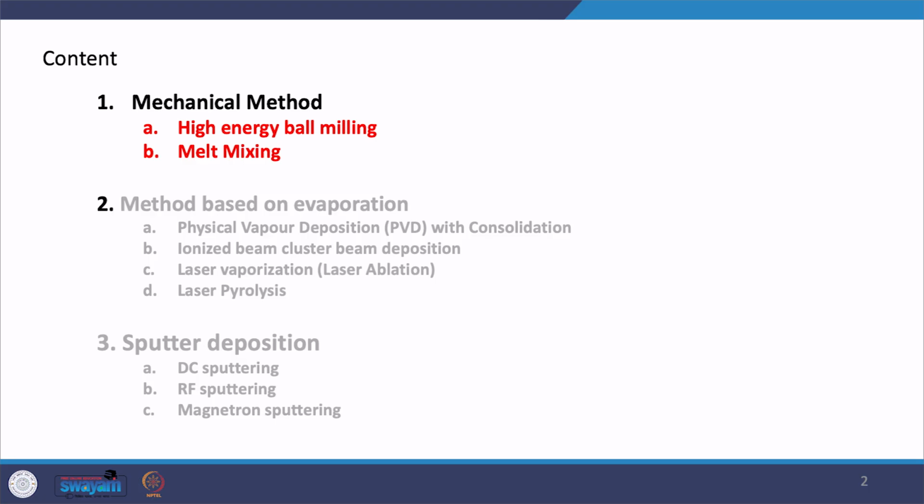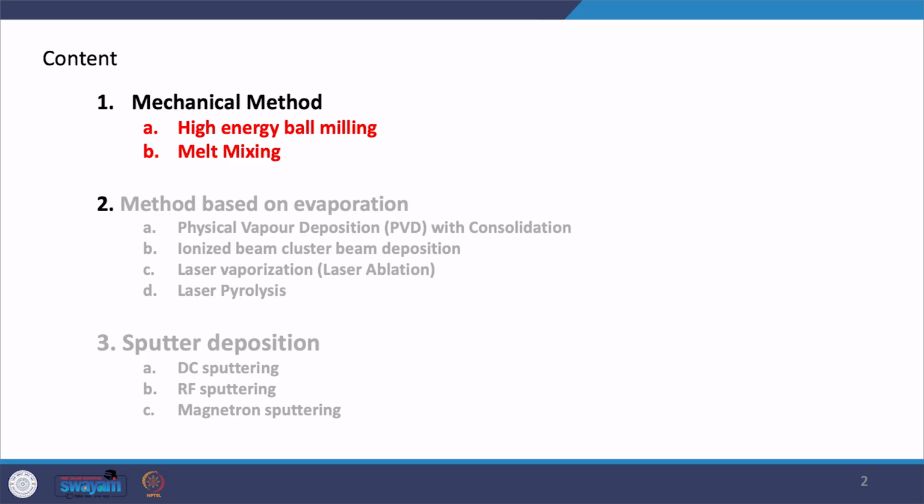We are going to start the lecture on nanotechnology in chemical engineering. So, today we will discuss the synthesis of nanomaterials. There are many methods available for the synthesis of nanostructures or nanomaterials. Today we will discuss mechanical methods.